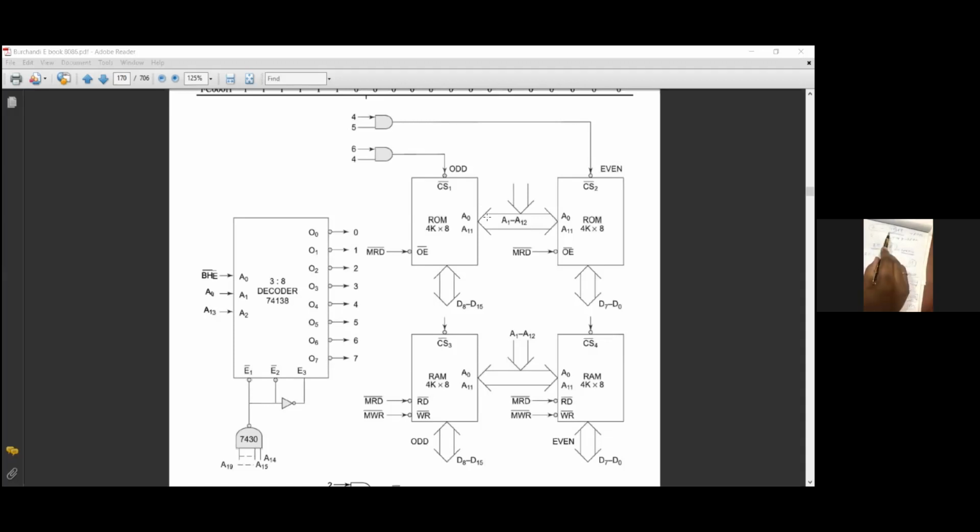But for 4K, how many address lines will there be? 12 address lines. Why, sir? I was calculating with 8K, but it will be 4K. So only 12 address lines will be there, not 13. Am I right? Yes, sir.